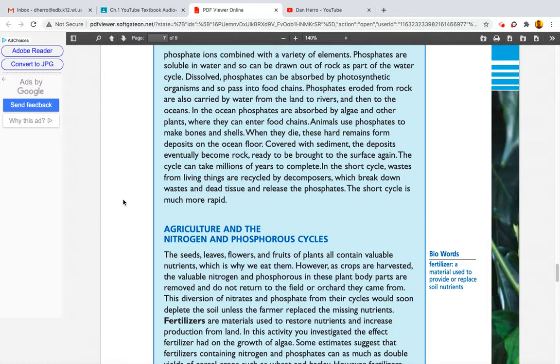In the short cycle, wastes from living things are recycled by decomposers, which break down wastes in dead tissue and release the phosphates. The short cycle is much more rapid.